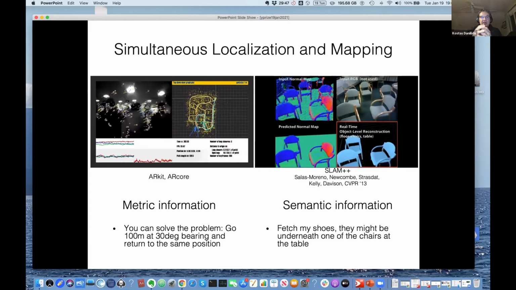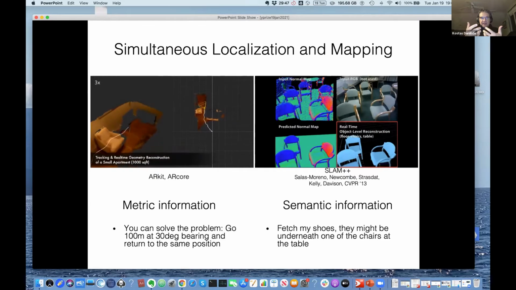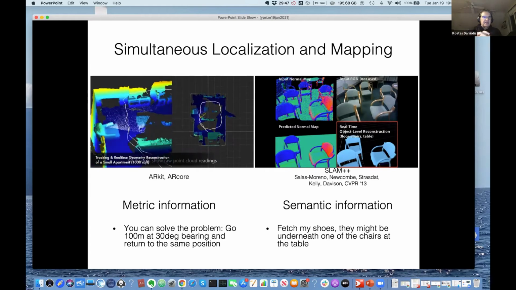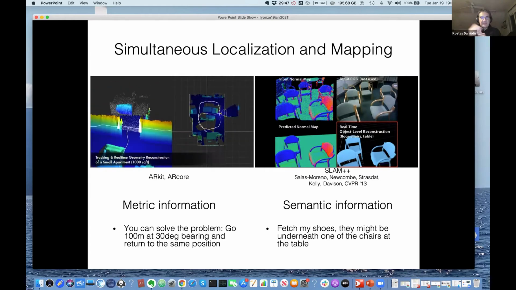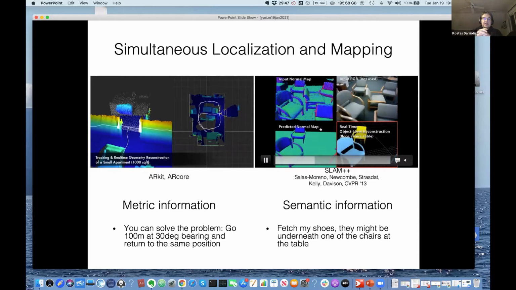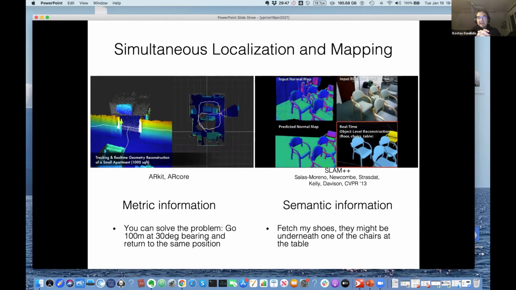But the main problem with that is that people do not communicate this way. So you can never say, oh, let us meet at like a GPS position, or we don't say, let us meet after you enter the entrance at coordinates 10, 5, all right? So usually we communicate about directions by using semantic information. For example, you can say, fetch my shoes, they might be underneath one of the chairs at the table, all right? If you tell this to any human or even a robot.